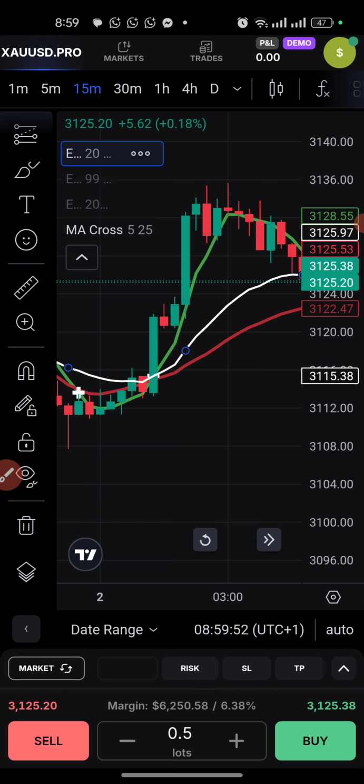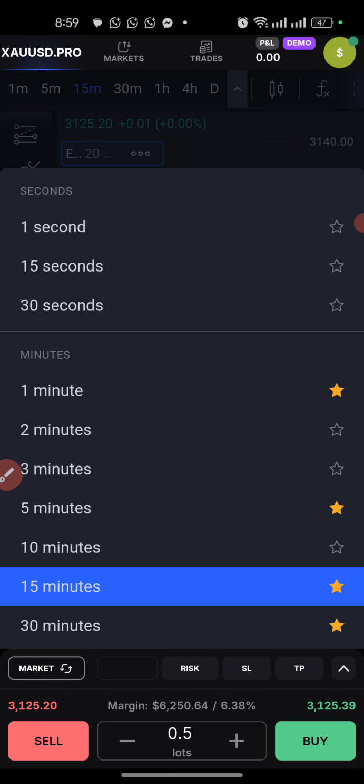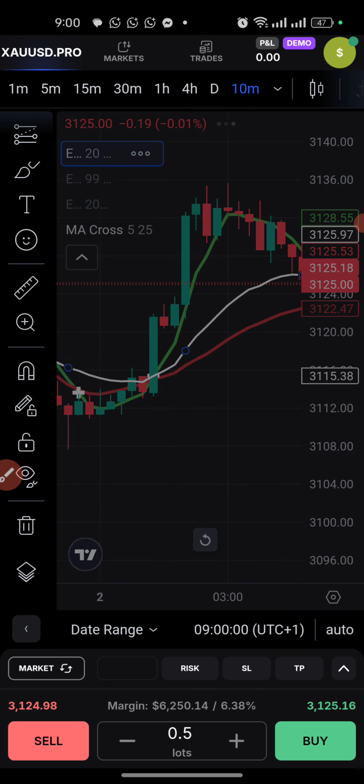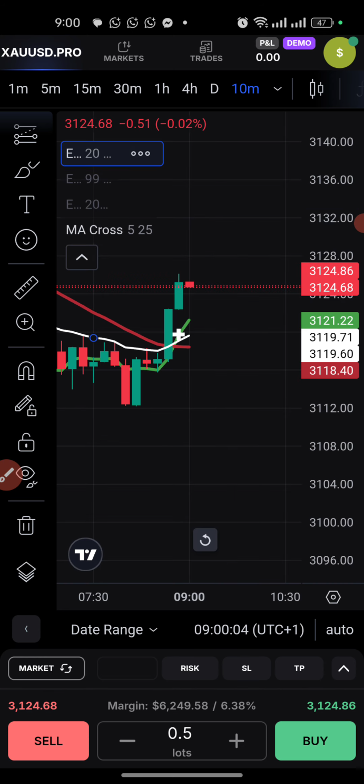We are currently on the 15-minute time frame. I do not recommend using the star strategy on the 1 minute or the 5 minute. If you want to use it on the 10-minute time frame, on the 15-minute time frame, but never less than the 10 minutes. Okay, so good. Look here, we just had a star. We just had a star appear. I just changed to the 10-minute time frame.